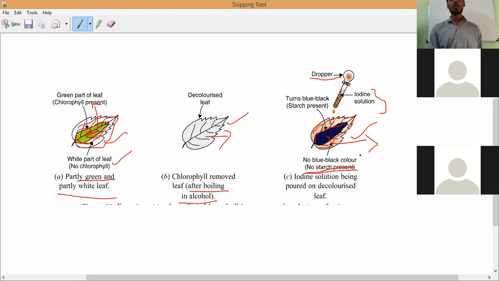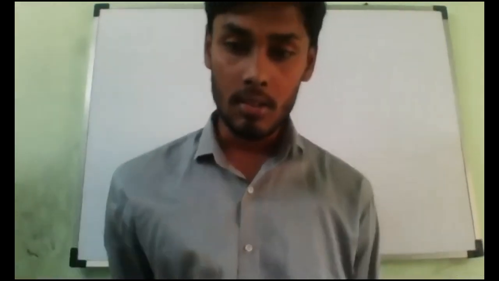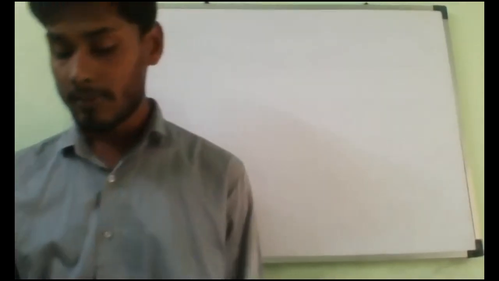So iodine solution is being poured on this decolorized leaf so that the part where starch is produced by the photosynthesis reaction will turn blue-black in color. The remaining part will show no change in color. So from this experiment we can conclude that chlorophyll is required or not? Chlorophyll is required, yes, sir.